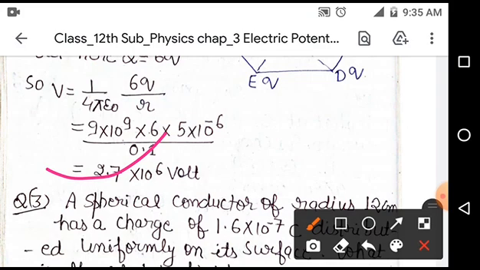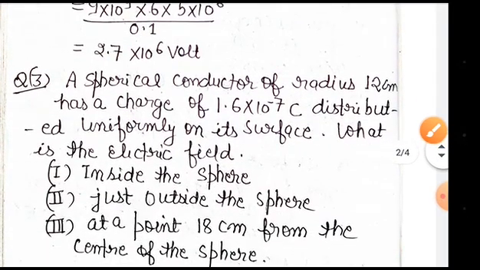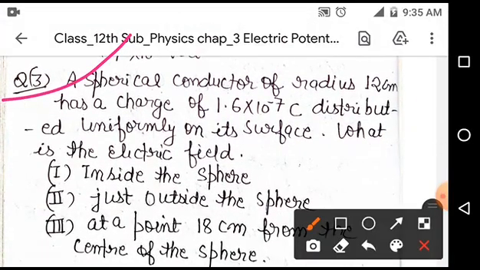Now we will discuss the next example. A spherical conductor of radius 12 cm has a charge of 1.6 into 10 to the power minus 7 coulomb distributed uniformly on its surface. What is the electric field: first, inside the sphere; second, just outside the sphere; and third, at a point 18 cm from the center of the sphere?